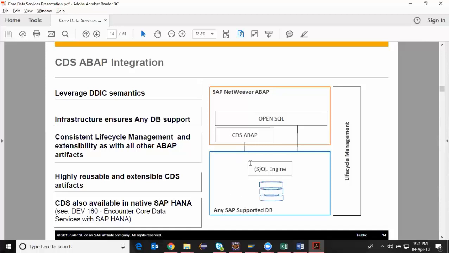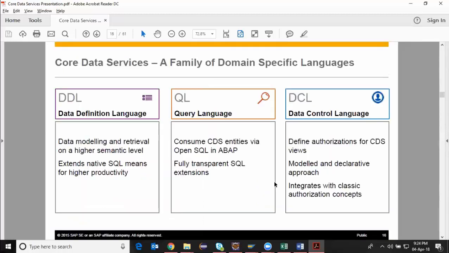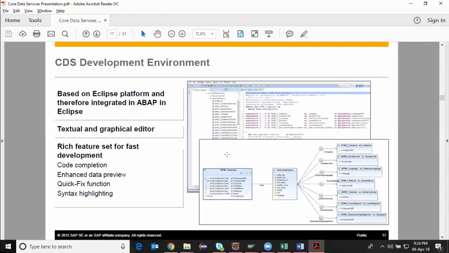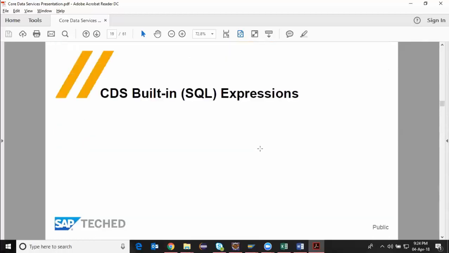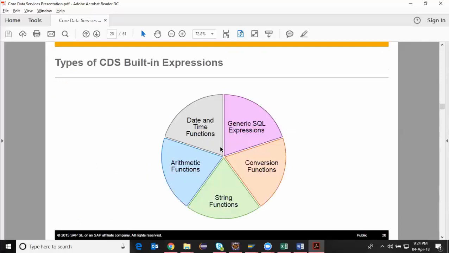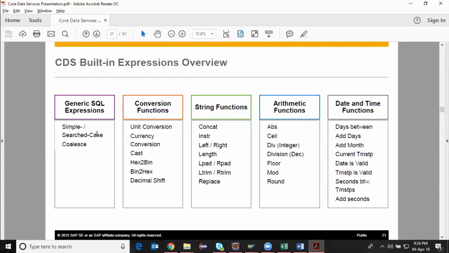So you have to see any supported DB. And CDS is not only for ABAP or HANA, it can work on any other language and any other DB also. Okay, and it goes into the details. We're going to see these views being built. We have all the functions. We will see all the built-in expressions for CDS, date, time. We have already seen these functions in SQL. I don't know if you remember or not, but we're going to see them again in CDS.